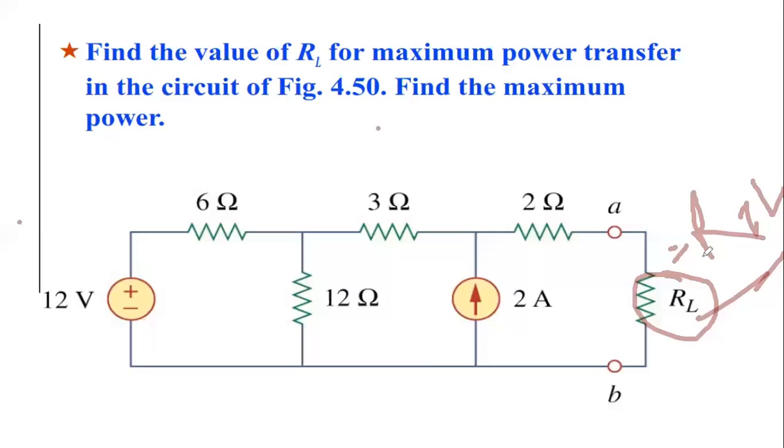So it means I want to find RTH. For RTH, what do we do? This will be shorted and this will be opened. So current source open, voltage source short. It means 6 and 12 will be in parallel, then that is in series with the others. So 6 and 12 in parallel will give you 4. So 4 plus 3 plus 2. You can see it here.